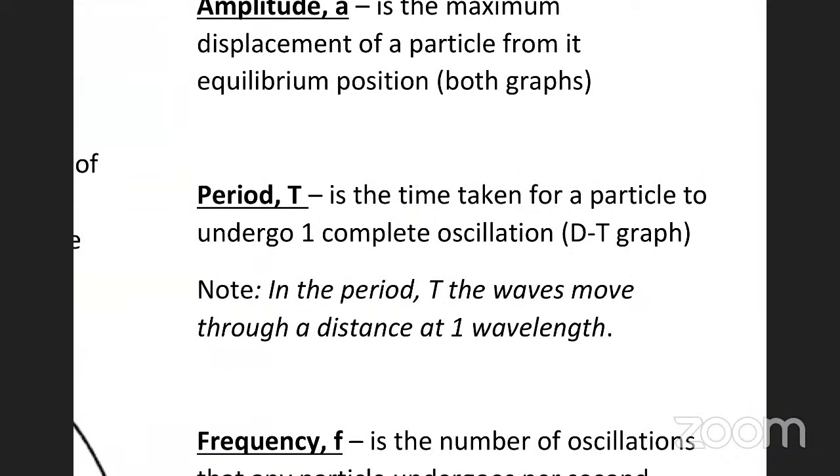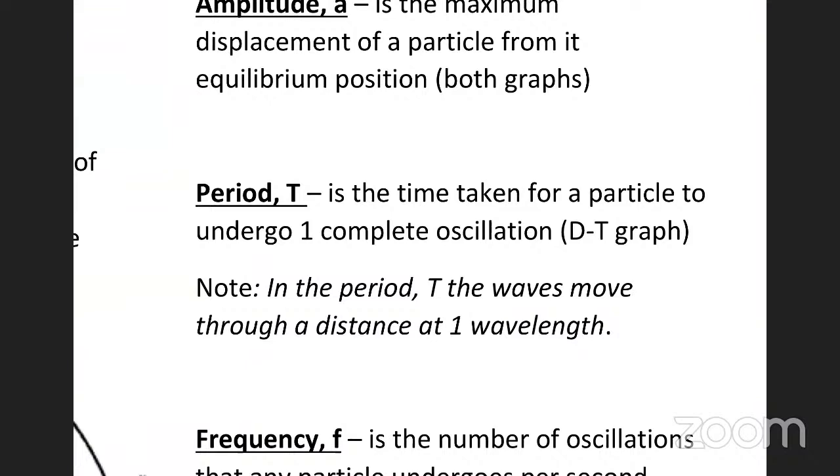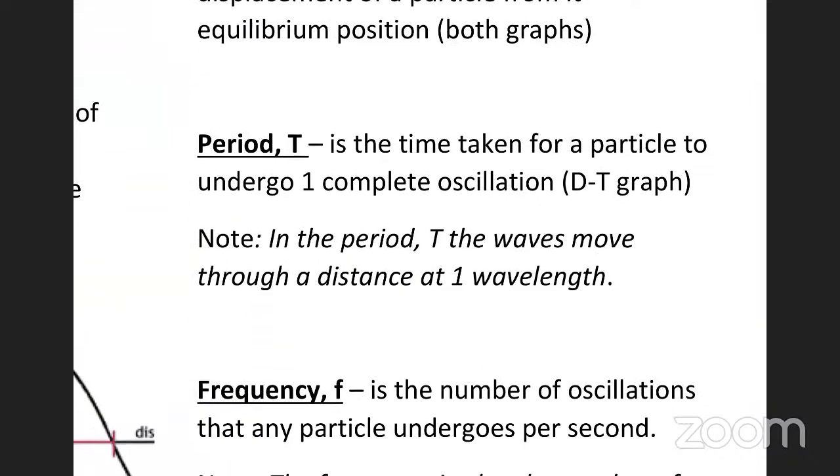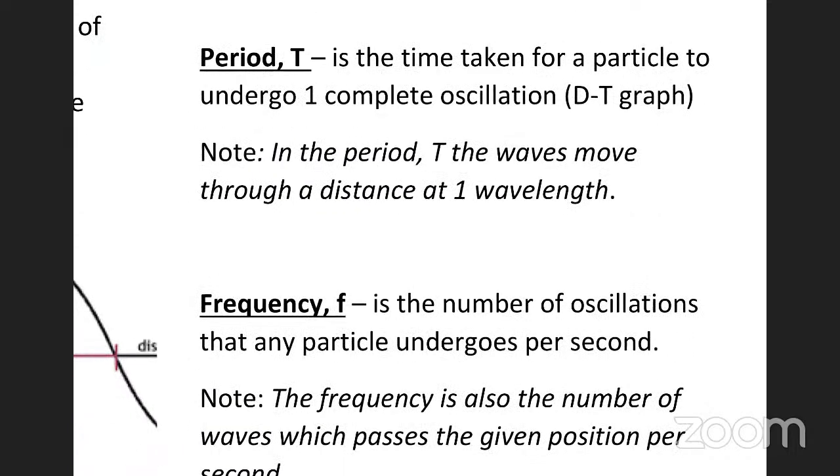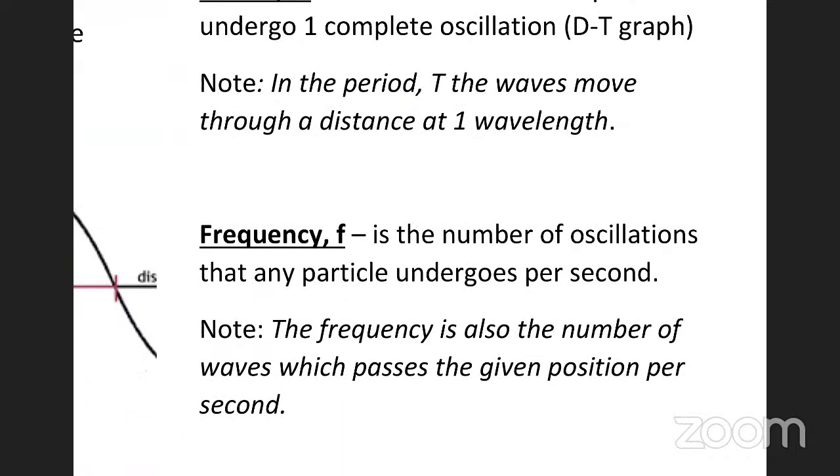Period is the time taken for a particle to undergo one complete oscillation, right? You could only get it from the displacement time graph. In the period, T, waves move through a distance of one wavelength. So from this, we could develop a few formulas. So here's what it's saying.